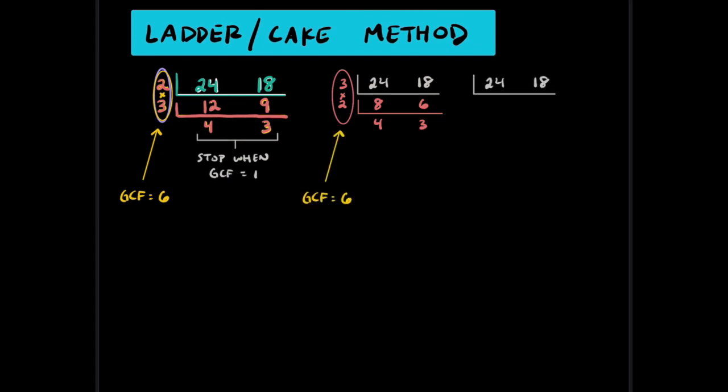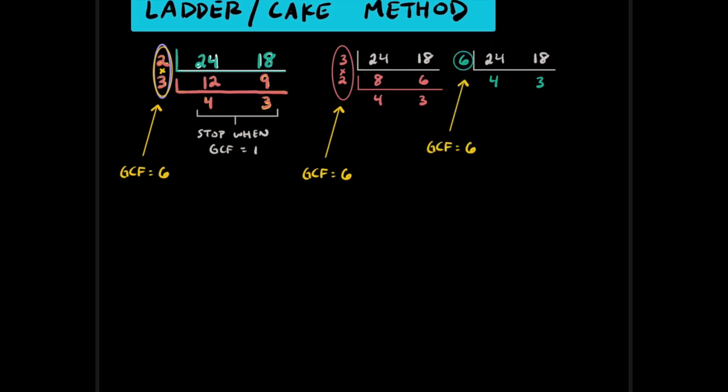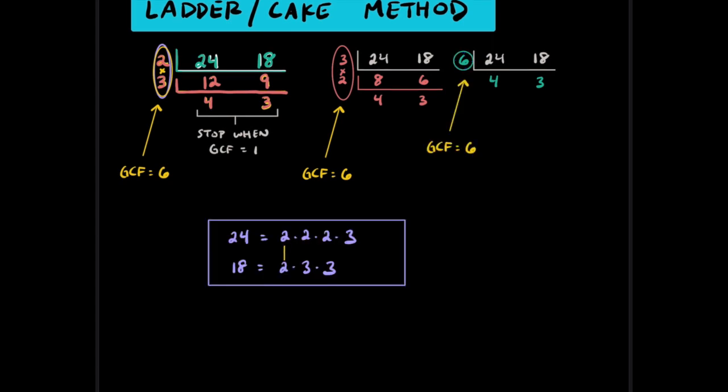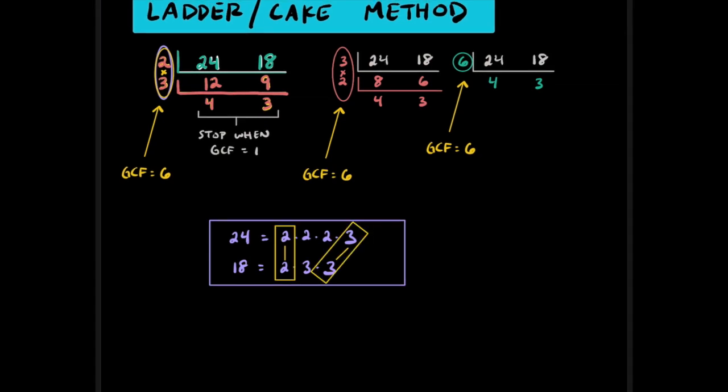What if you looked at 24 and 18 and went straight to using 6? This works perfectly fine as well. 6 goes into 24 4 times, and 6 goes into 18 3 times. While you get a short ladder or a short cake, you get the GCF even quicker. Notice how this compares with the prime factorization method. Notice how the prime factors we identified as being in common from prime factorization match the prime factors we pulled out from the ladder method.